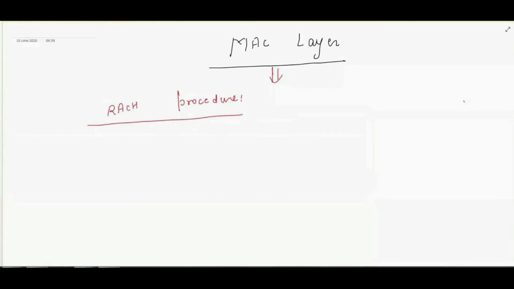So again in this topic, I request you to refer only to the class notes, not the book or Google. They write the theory, but it is not that clear. So what is the Rach procedure that we have to understand here? In the power-on procedure, if you remember, I said that is the downlink synchronization procedure, which was helping the UE to synchronize in the downlink direction.